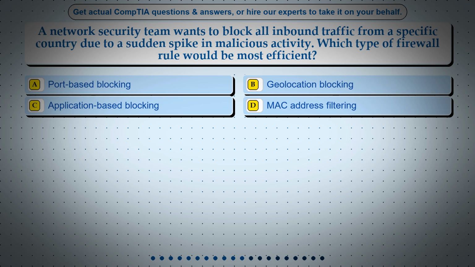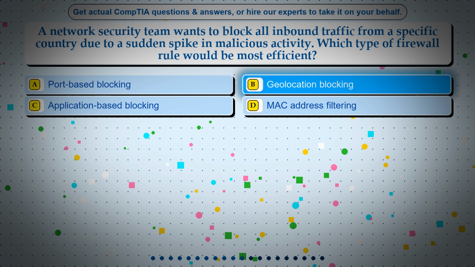Question 11. A network security team wants to block all inbound traffic from a specific country due to a sudden spike in malicious activity. Which type of firewall rule would be most efficient? Option A, port-based blocking. Option B, geolocation blocking. Option C, application-based blocking. Option D, MAC address filtering. The correct answer is option B, geolocation blocking.